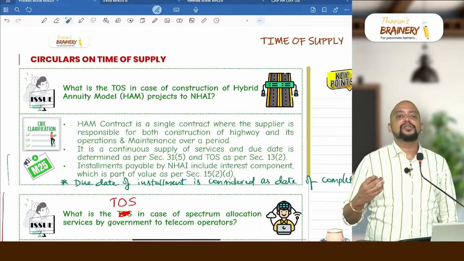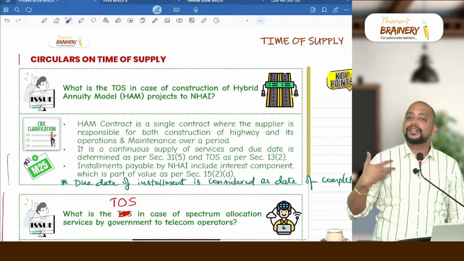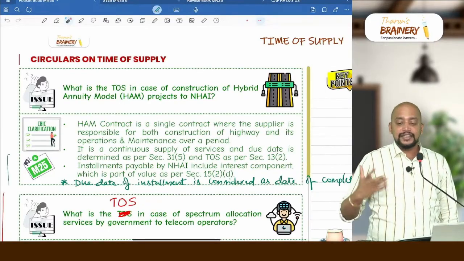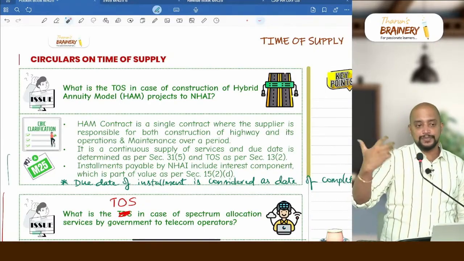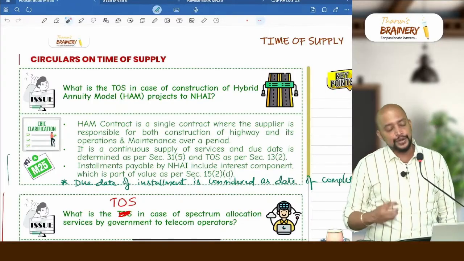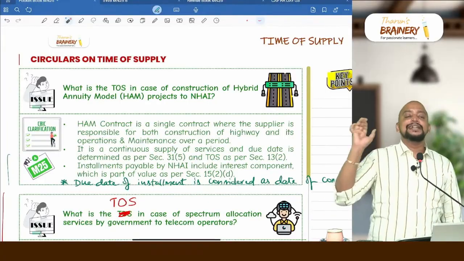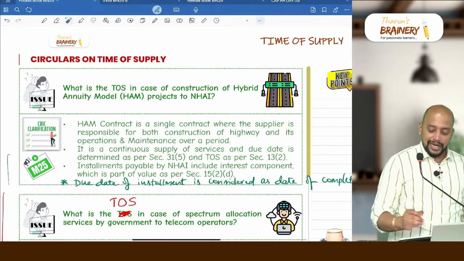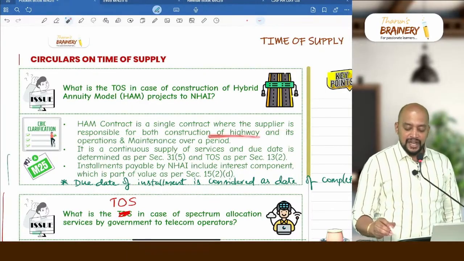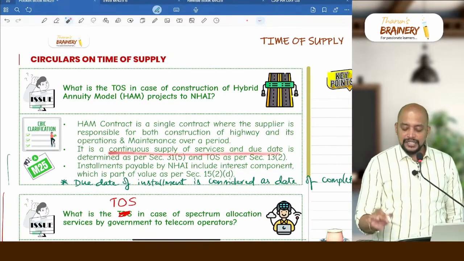In case of hybrid annuity model projects, what happens? It is like a continuous supply of service because it will take more than 3 months to complete definitely, and there will be periodic payment also because the payment will be payable by annuities by the government. And yearly there will be operation and maintenance also, for which again some money will be received. So definitely this is not a normal supply of service, it's a continuous supply of service. HAM contract is a single contract where the supplier is responsible for both construction of highway and its operation and maintenance over a period. It is a continuous supply of service.